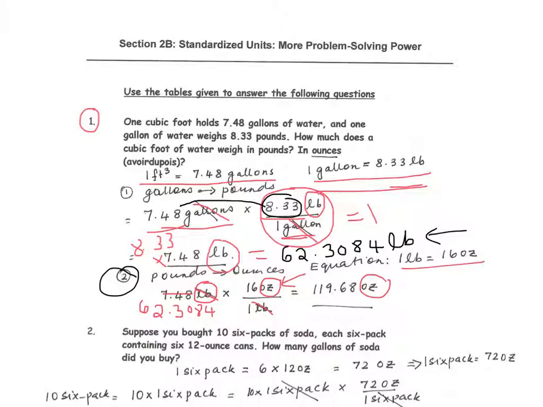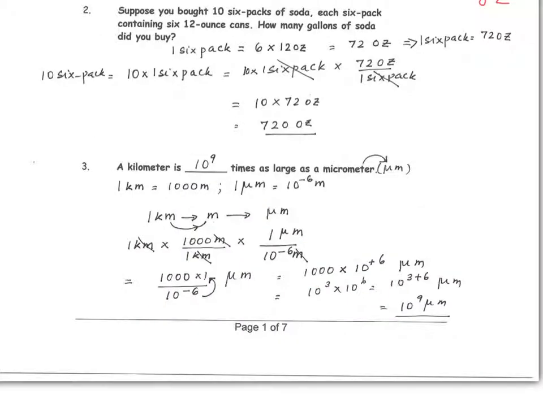And combining the numbers, now we're going to have a different answer. Remember, we changed that number. So our answer is 62.3084 times 16, which is equal to 996.93 ounces. Let's look at the next question.